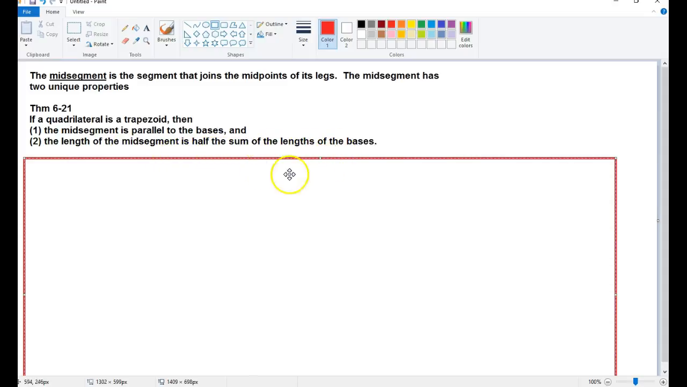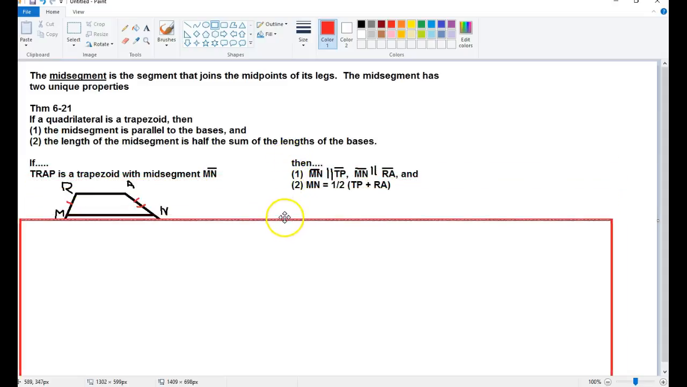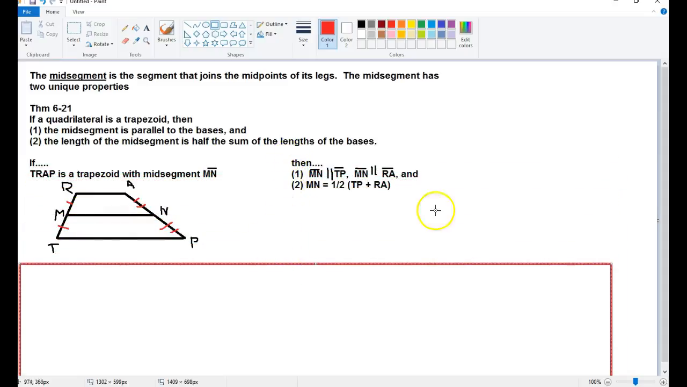So if we take the top base and the bottom base and add them together, the one in the middle is half of that. There's no picture for this one. We have trapezoid TRAP with the midsegment MN. It means MN is parallel to TP and also parallel to RA. Then MN is going to be 1/2 of TP plus RA. And this is the part we're going to be working with mostly.